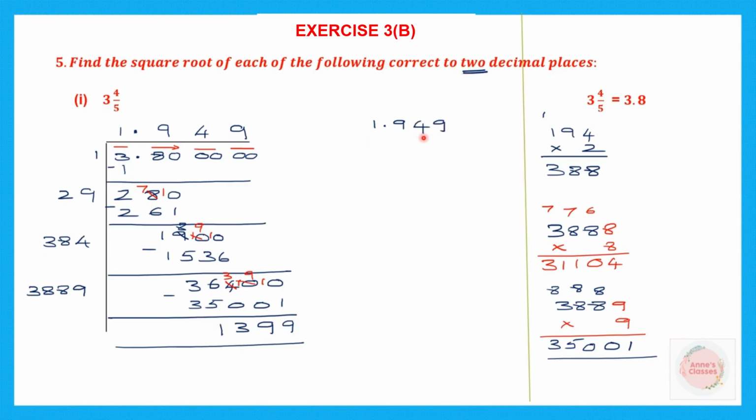That means we have to round it off to 2 decimal places. So let's write 1.9. Now what about this number? Look at the digit next to it. If it is more than 5, this number 4 will change. So it's more than 5, so 4 will now become 5. So here, what do we have? 1.95. So this is our answer. We have found the square root correct to 2 decimal places, 1.95.